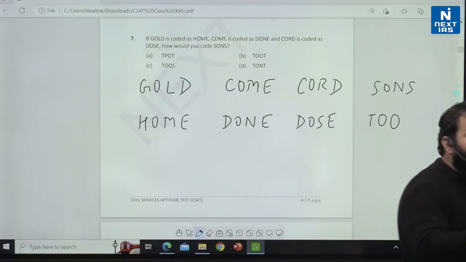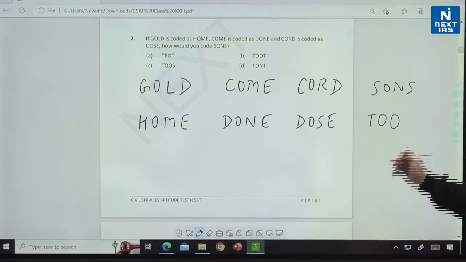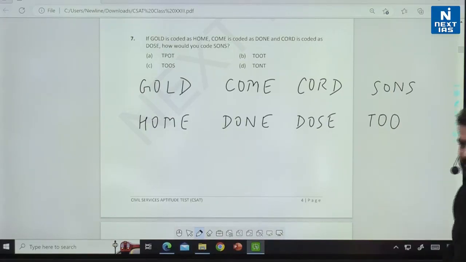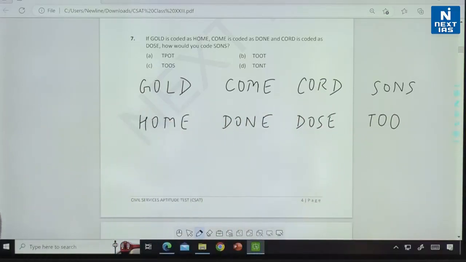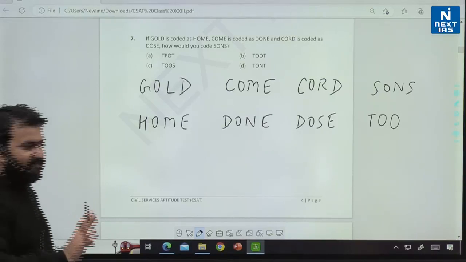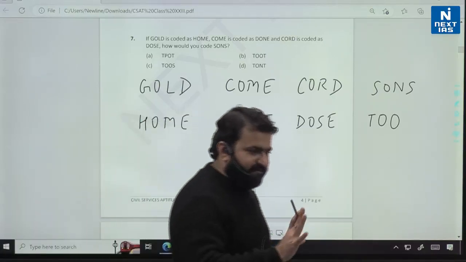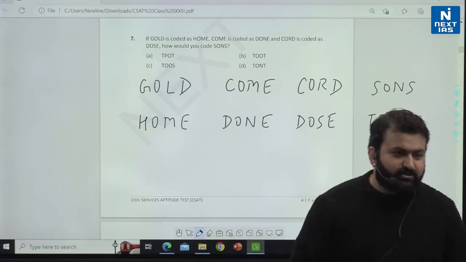You have to get to the more specific pattern. Why do we always find that O always remains same, and when it comes to E, E also remains same. So tell me, are O and E different from the other alphabets? Yes, because O and E are vowels. Rest are consonants. So out of 26 alphabets, A, E, I, O, U are 5 vowels, rest 21 consonants.